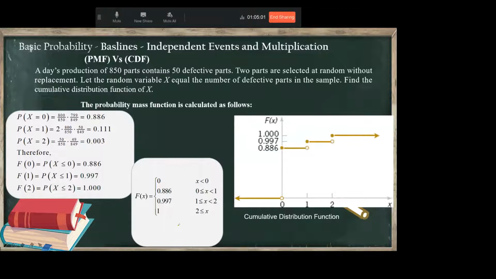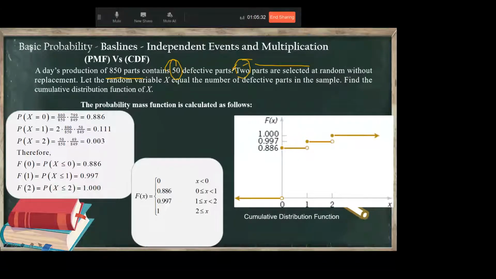Here, this is an example. In a factory, a day's production of 850 parts contains 50 defective parts and the remaining non-defective parts. So 2 parts are selected at random. How many? 2. So I will ask you, what is x here? 50 or 2? Without replacement. So once we picked it, we don't replace it.